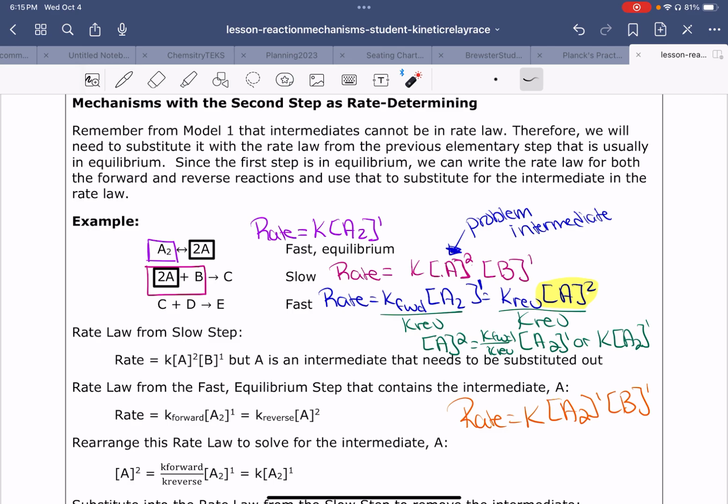If I think about this and write out my rate law, here's my rate law for the first one. Here is my rate law for the second one. The problem with the slow step is this A2 right here. That A2 is a product in the first step and a reactant in the second step, so it means the intermediate. So we need to do a substitution.